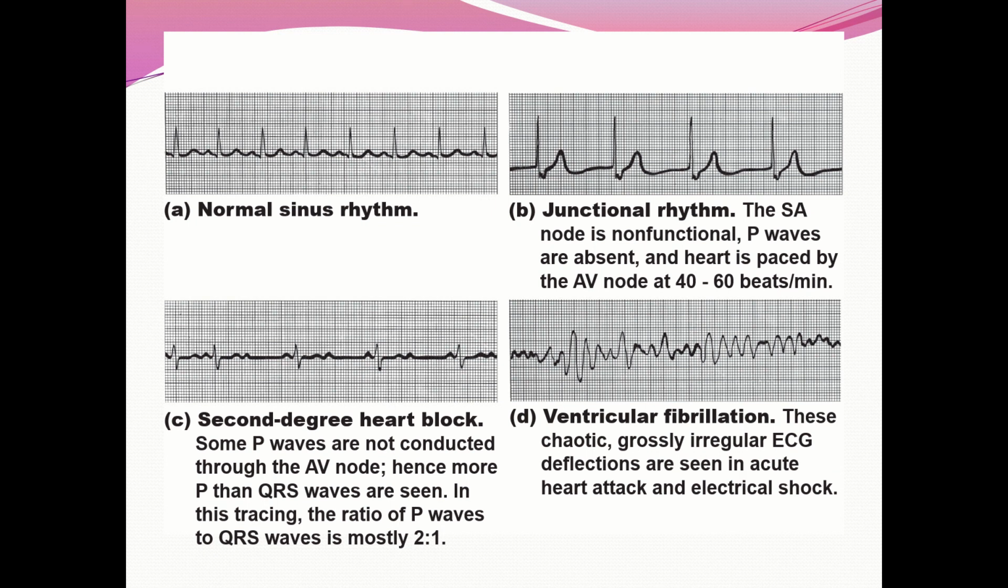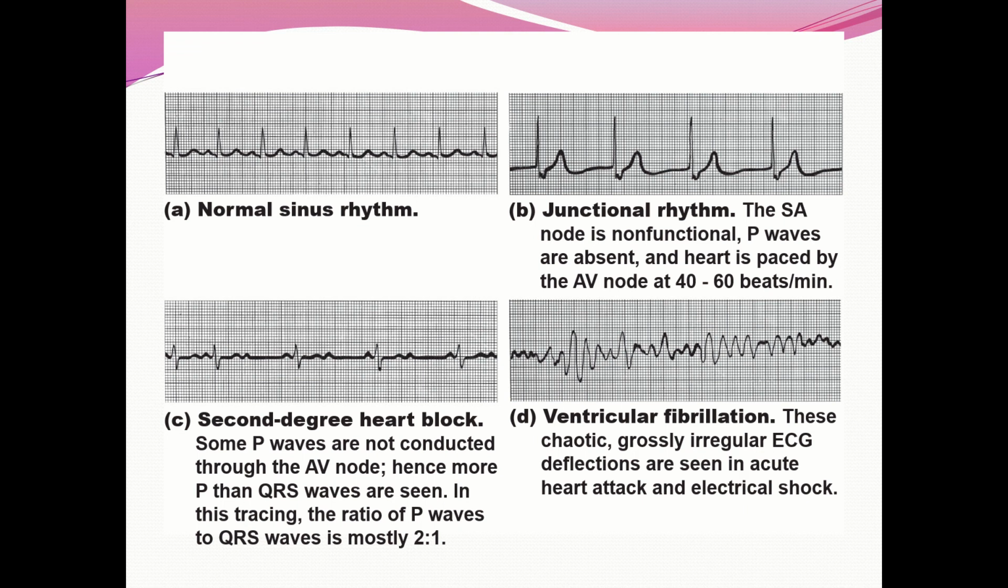So this illustration shows a normal sinus rhythm in figure A. In figure B, a junctional rhythm shows the SA node is non-functional. P waves are absent, and the heart is paced by the atrioventricular node at about 40 to 60 beats per minute.